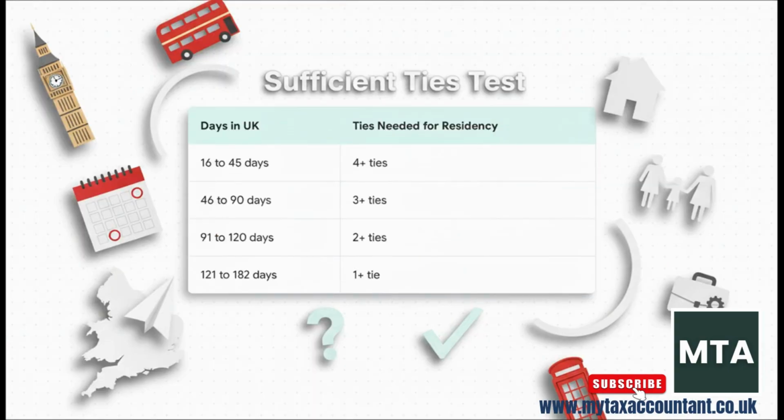And this is that final, crucial test. This table really shows the balancing act, especially for people who've recently left the UK. You can see that the more days you spend here, the fewer connections, like having family, a home, or work here, you need to be considered a resident for tax. Spend over 4 months in the UK, and just one of those ties could be enough to tip the scales. It's a really common trap.